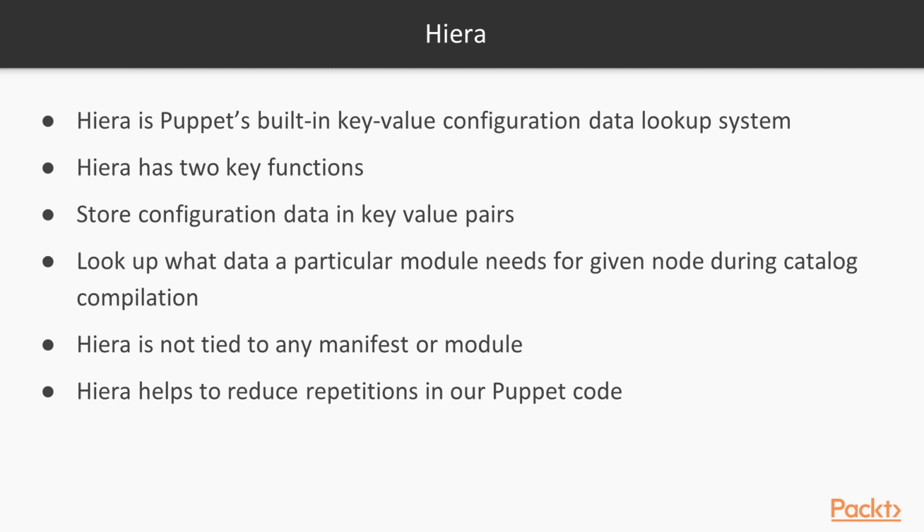Basically, Hiera gives us a separate place to store node-specific data. Hiera is also not tied to any manifest or module, meaning it is independent and we can use it anywhere in Puppet. Also, Hiera helps us to reduce repetition in our Puppet code, as we do not have to define different variables and data for each node specifically, and we can have global variables which can be used across different classes and modules. We will later see in this section what we exactly mean by that.